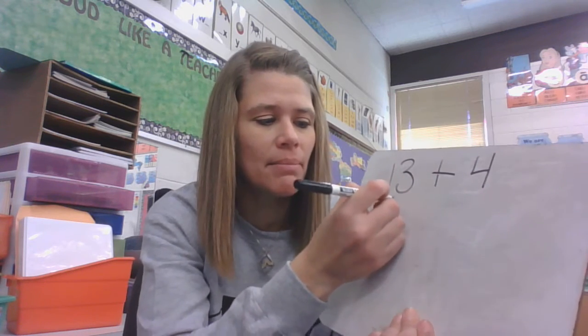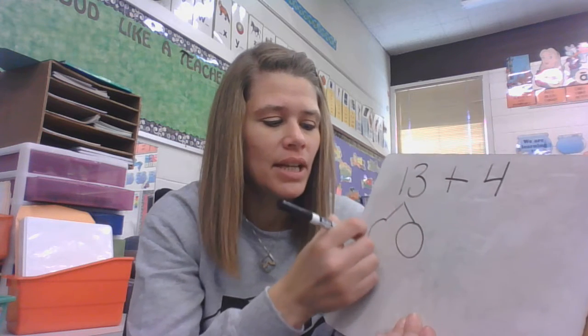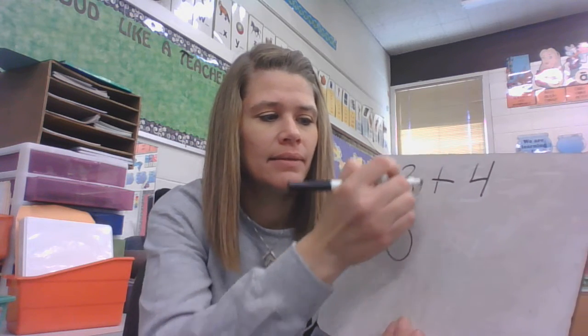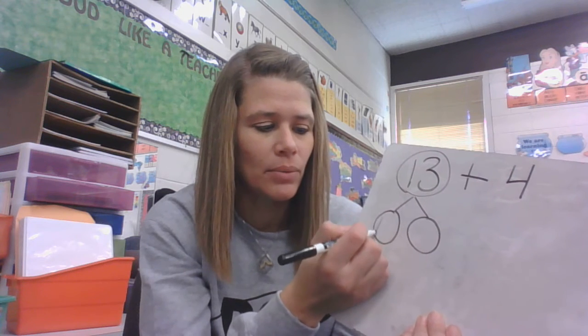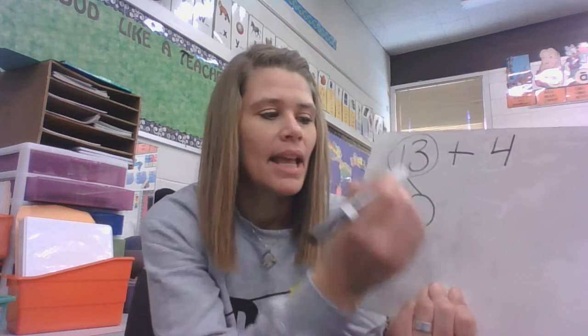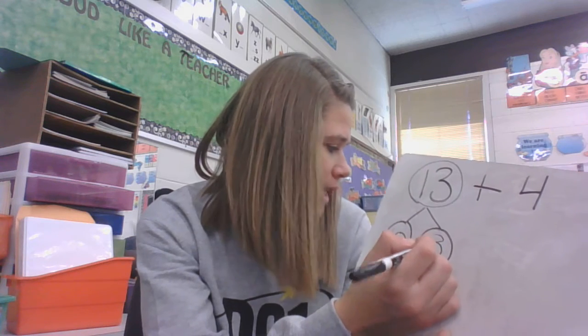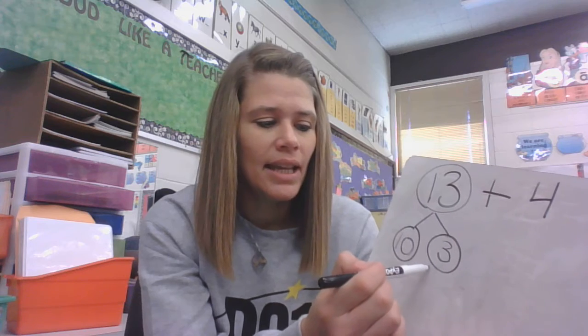So I'm going to draw my number bond underneath my 13. And I'm going to pull that 10 out. Okay, so I've got my 10. And if I pull my 10 out, how many ones are left? 3. So my 10 and my 3. Then I'm going to add these guys together first. So I'll loop these guys and add them together first.